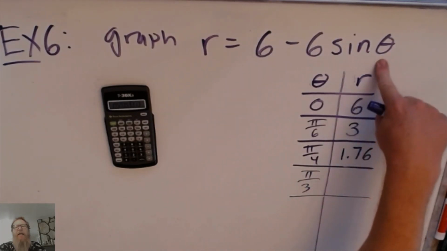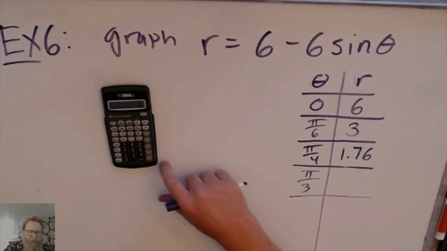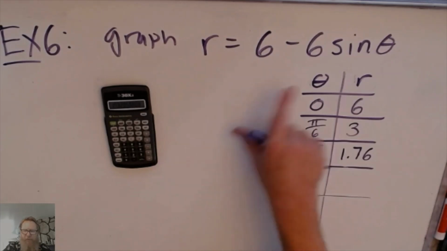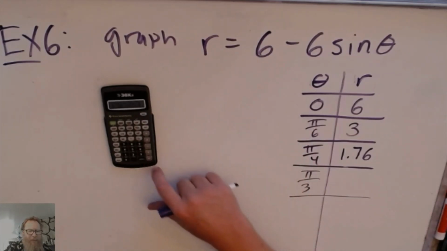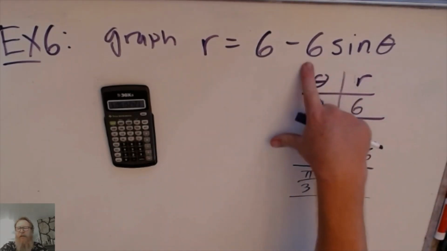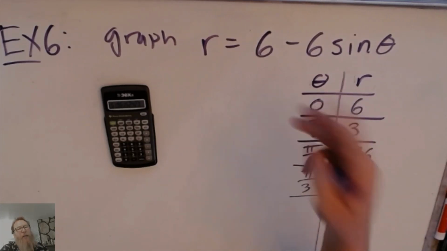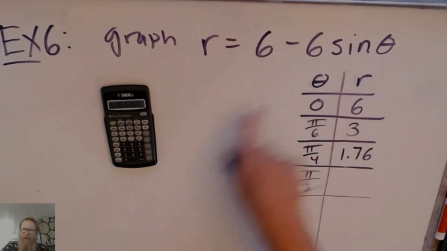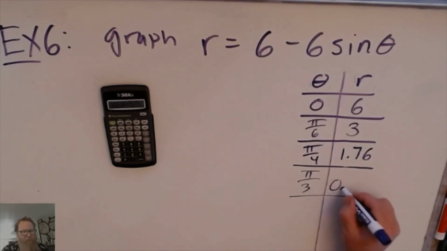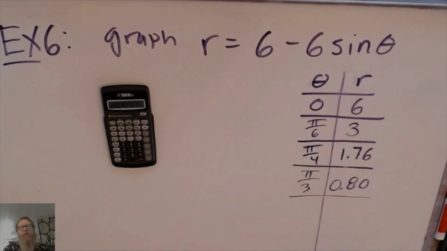Pi over 3. Sine of pi over 3 is root 3 over 2. So root 3 over 2 times 6. Actually, I'm doing a trick here. Root 3 over 2 times 6 is the same as root 3 times 3, because you can cancel a pair of 2's. And then 6 minus that gives you 0.8. Pretty much exactly 0.8. 0.803, so 0.8.